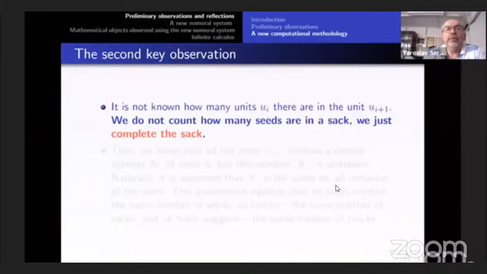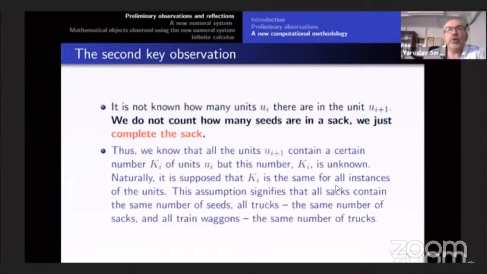And I would like to stress that we do not count how many seeds are in a sack. We are not able to do this because there are too many. We do not count how many sacks there are in a truck, how many trucks there are in a train wagon. So each new unit of measure contains a certain number ki of previous units, but these numbers ki are unknown. In spite of this, we are able to introduce these new units of measure and to express the desired quantity by these new units of measure.